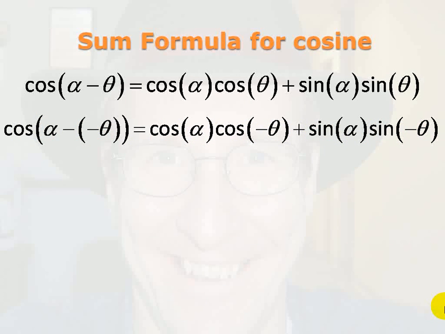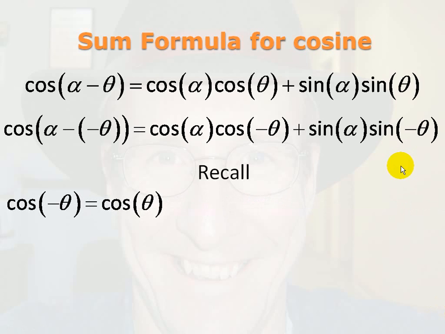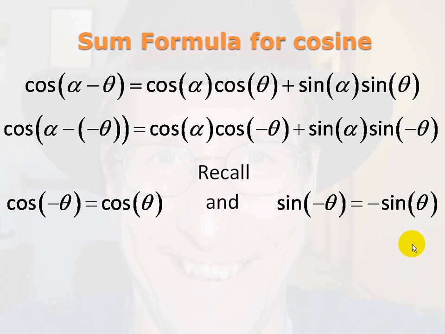Now, why would I do that? Well, to understand, we need to recall a couple of things here. One, that cosine is an even function. Cosine is an even function. That means that cosine of negative theta equals cosine theta. And also, we need to remember that sine is an odd function. The sine of negative theta equals negative sine of theta. So whenever we see cosine negative theta, we can just replace it with cosine theta. Wherever we see sine of negative theta, we replace that with negative sine theta.